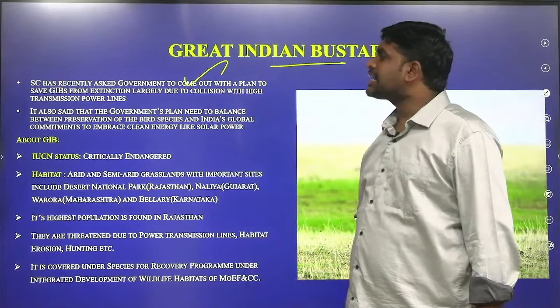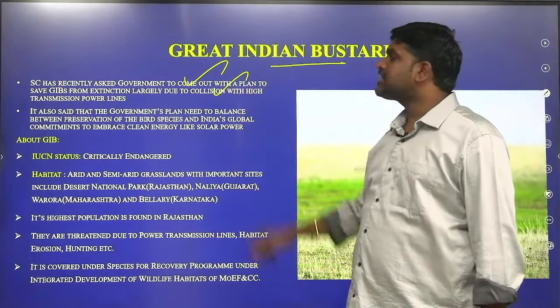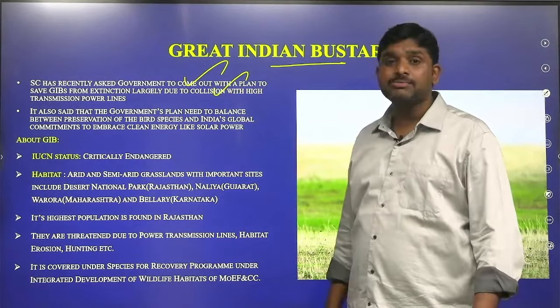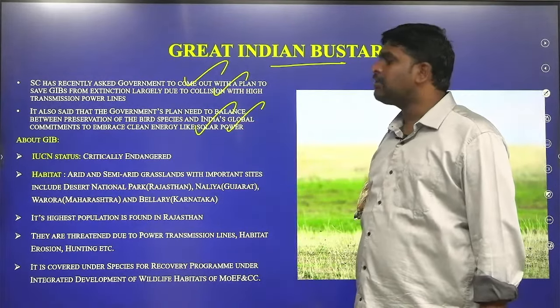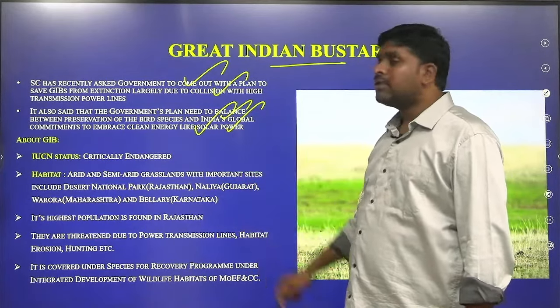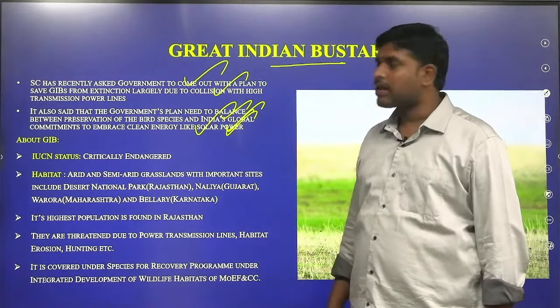Supreme Court has recently asked the government to come out with a plan to save Great Indian Bustards from extinction, largely due to collision with high transmission power lines. It is also said that the government's plan needs to balance between preservation of the bird sanctuaries and India's global commitment to embrace clean energy like solar power.